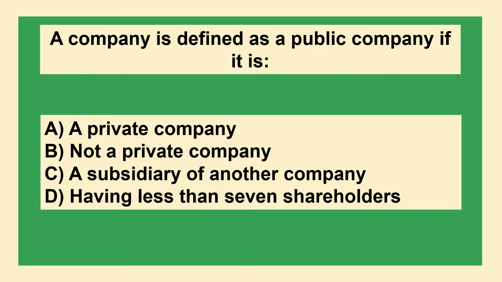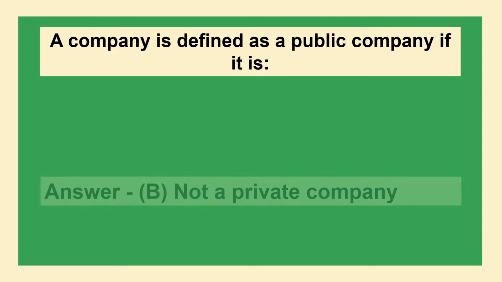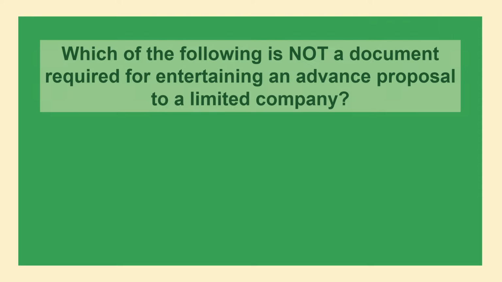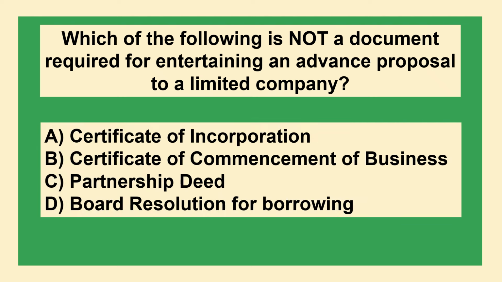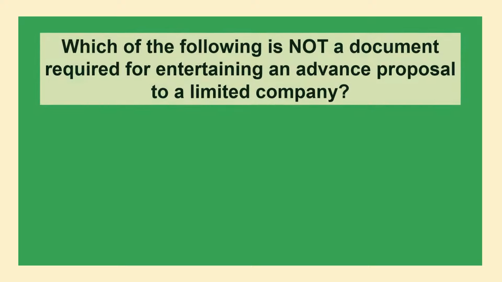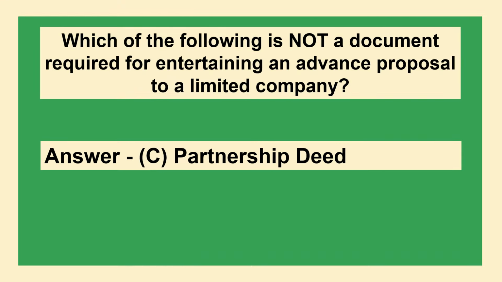The next question is: a company is defined as a public company if it is option A, a private company, option B, not a private company, option C, a subsidiary of another company, option D, having less than 7 shareholders. The correct answer is option B, not a private company. The next question is: which of the following is not a document required for entertaining an advance proposal to a limited company? Option A, certificate of incorporation, option B, certificate of commencement of business, option C, partnership deed, option D, board resolution for borrowing. And the correct answer is option C, partnership deed.